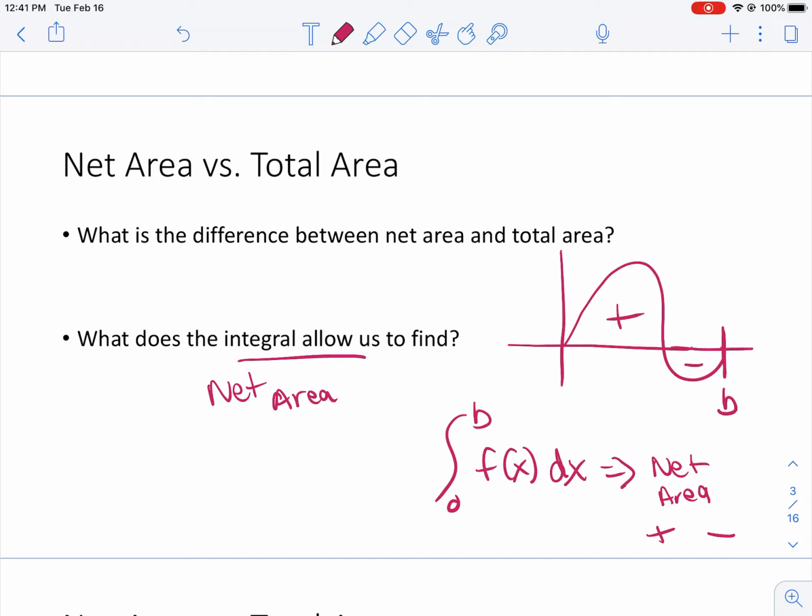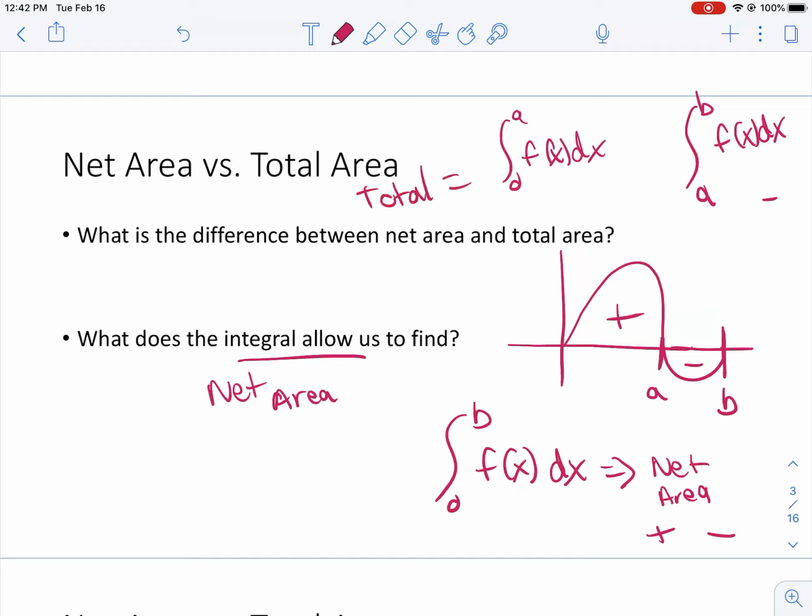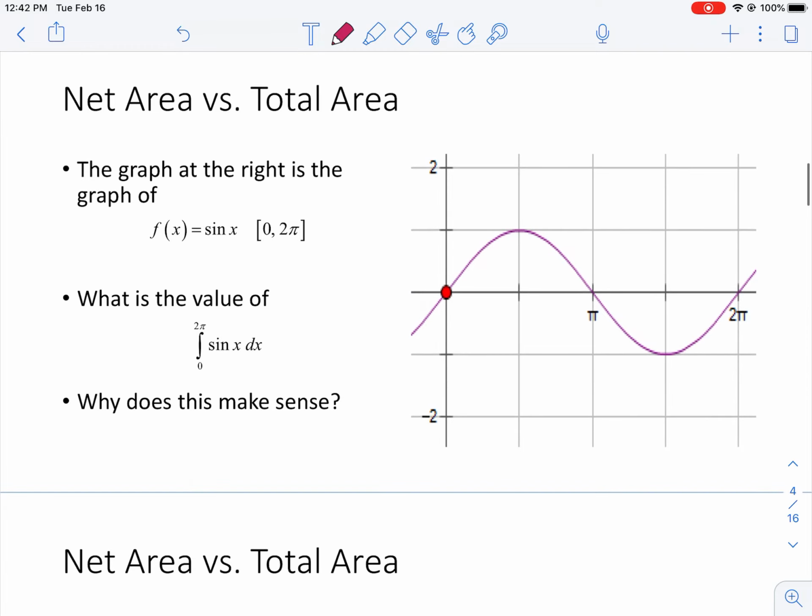Total area would be, for example, if this is a, that I would integrate from 0 to a of this function, I would get a positive. If I integrated from a to b of this function, I would get a negative. And so to get the total area, I would have to somehow make those both physically positive. This is positive here. So I could subtract the negative area, or I could add the absolute value of the negative area or something like that. But in other words, in order to get total area, I actually have to break up the sections so that I can figure out the total area. Net area, the integral will take care of it for you itself.